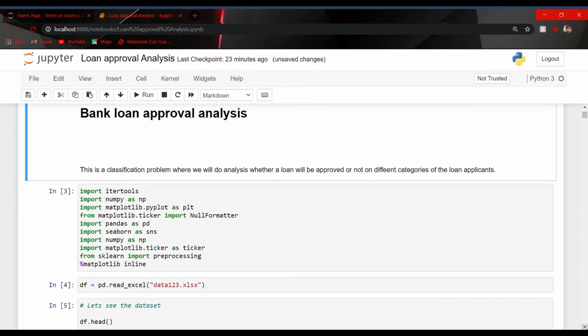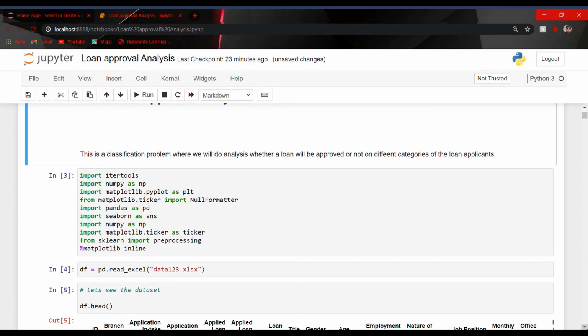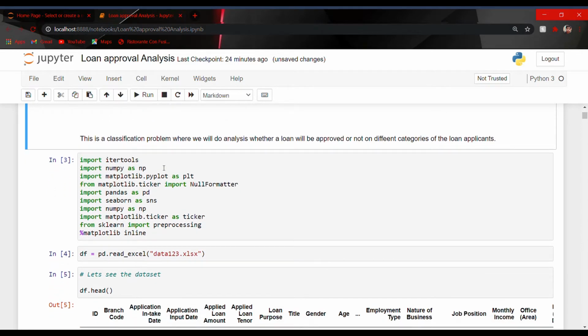So let's begin. At first I've imported all the necessary modules which would be needed by us for this project. They are NumPy, itertools, Matplotlib, Pandas, Seaborn, and scikit-learn.